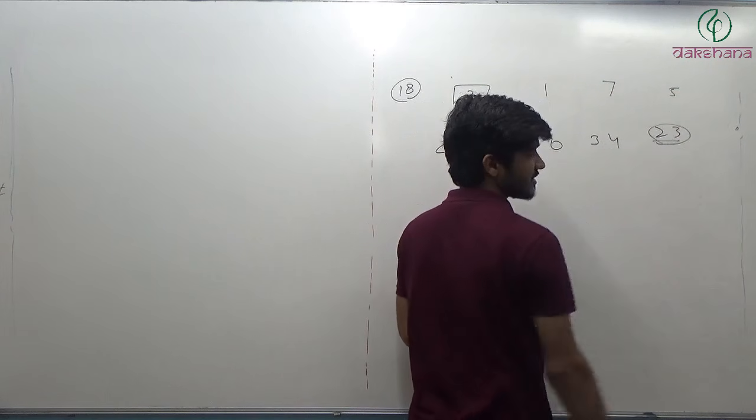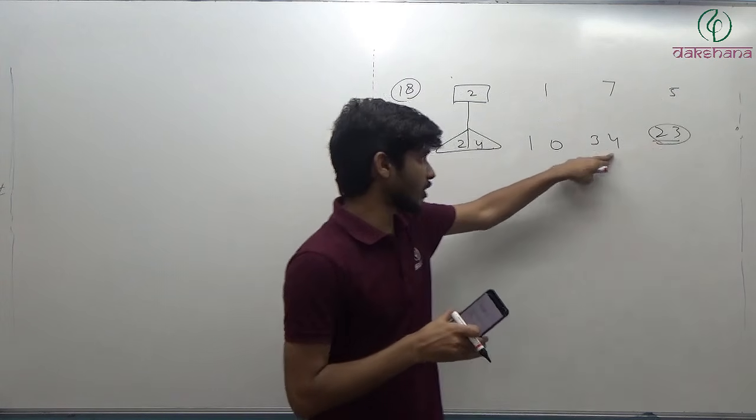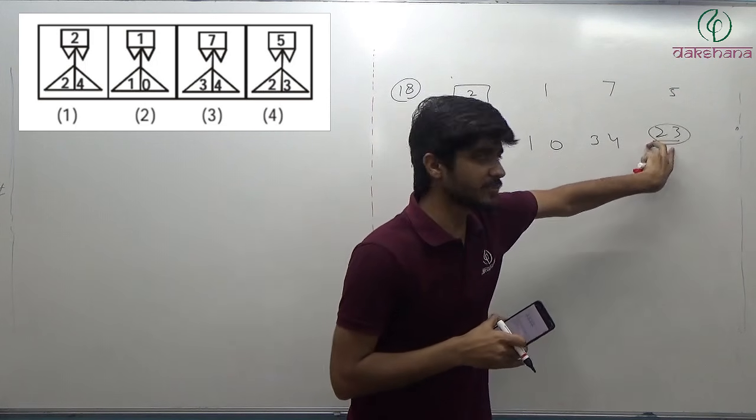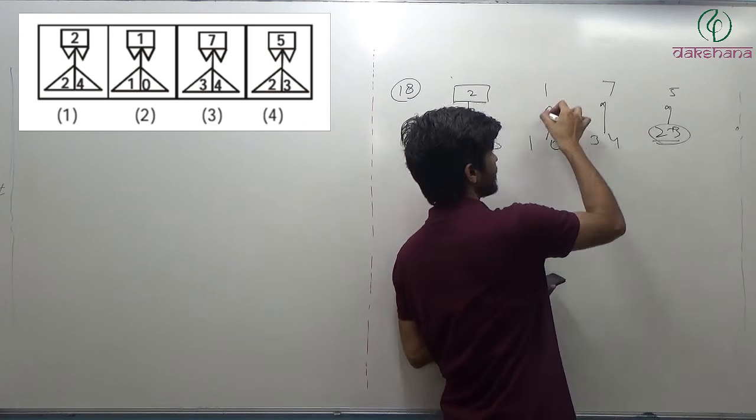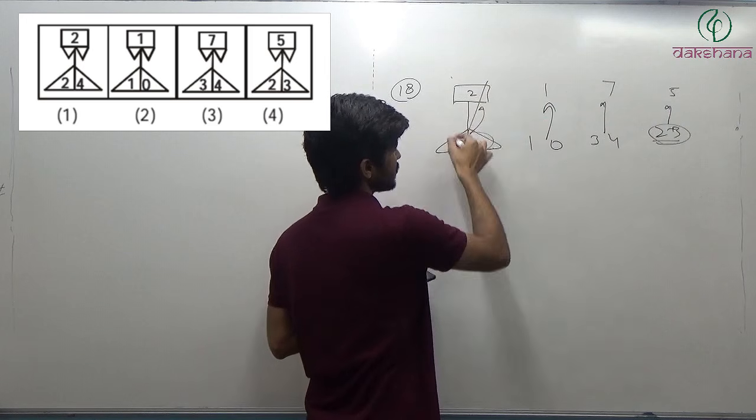So if you sum these two, okay. Whichever is the bottom of the figure, if you add up these numbers, you will end up getting this one. 2 plus 3, 5. 3 plus 4, 7. 1 plus 0, 1. But 2 plus 4 is 6, not 2. So this is the odd one out.